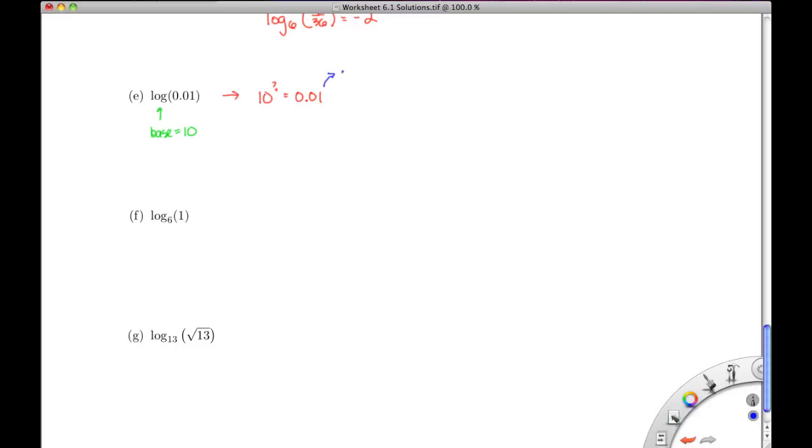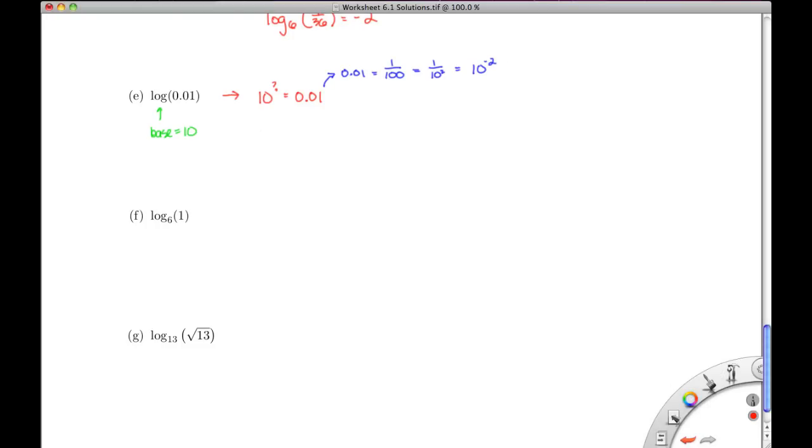Well, 0.01 is 1/100th. So this is the same as 1 divided by 100. And it should seem like it's going to work now, because we can write 100 as 10 squared, and we can write 1 over 10 squared as 10 to the power of negative 2. And there we've got the value that we're looking for.